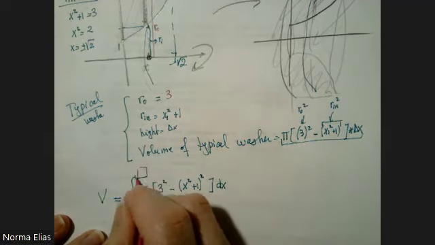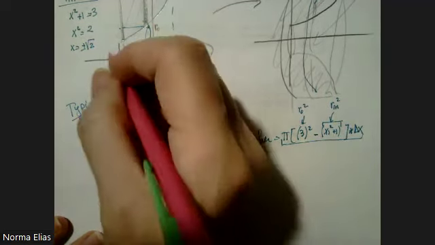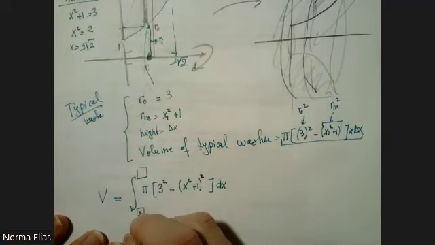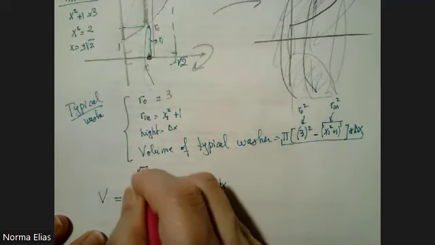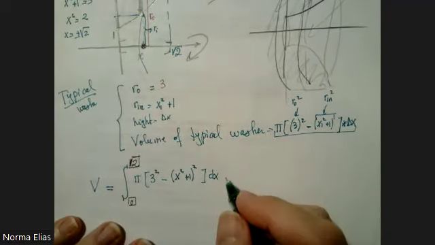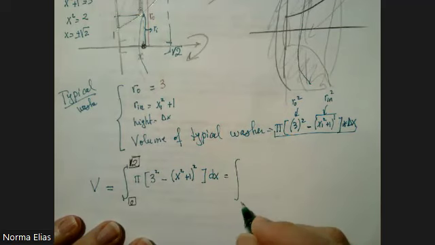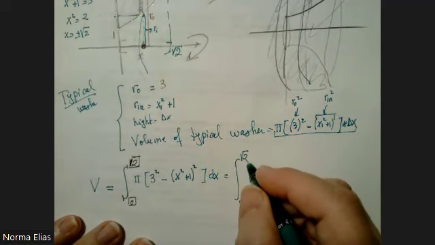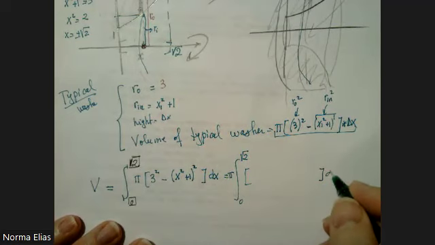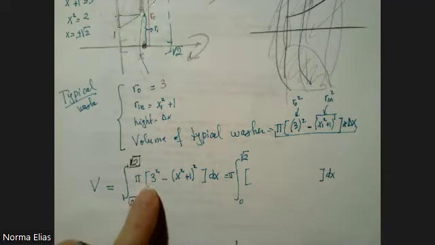To cover the region, x, we have to divide the interval from 0 all the way to square root of 2. And now the rest is evaluation of this integral. So that's the integral from 0 to square root of 2. Pi is a constant, I take it out.